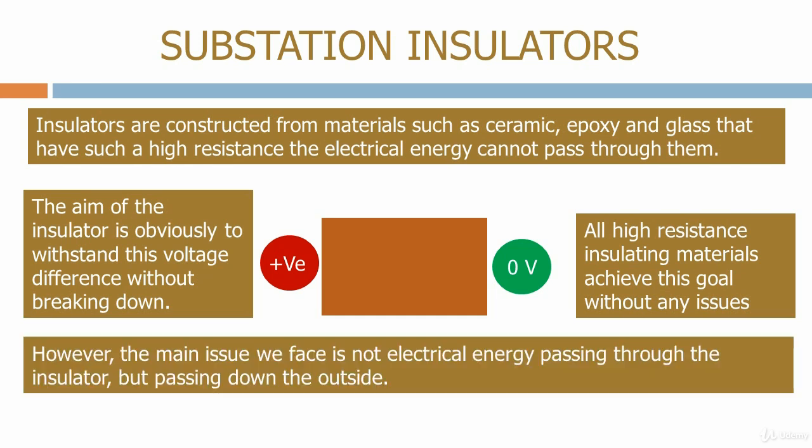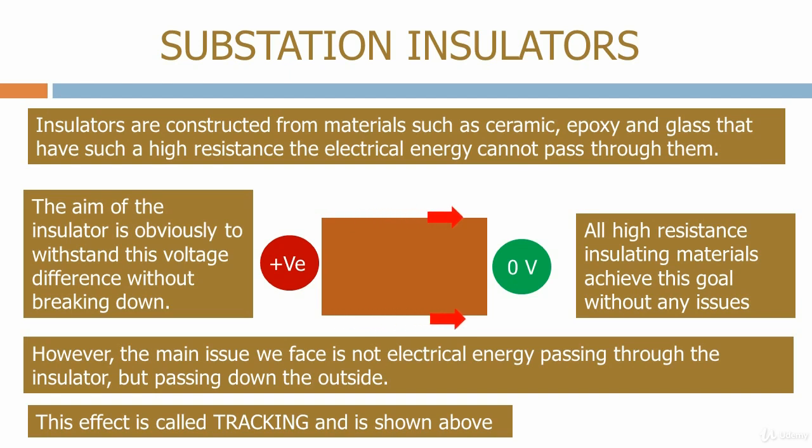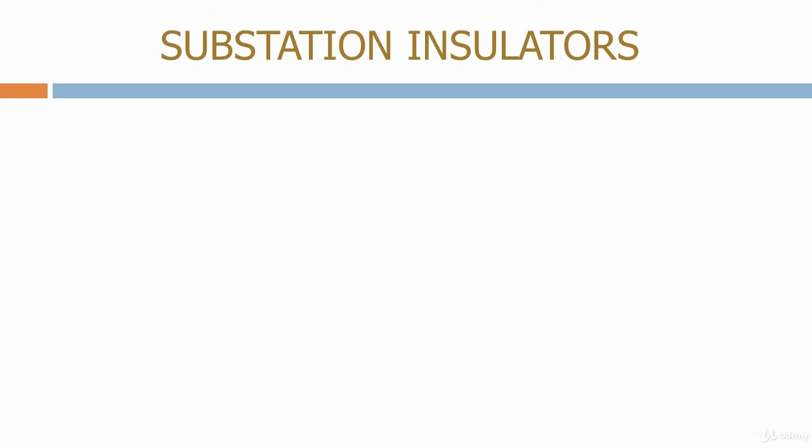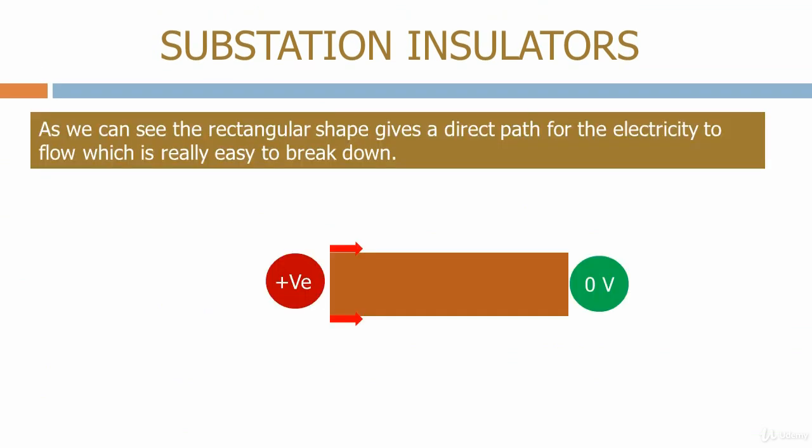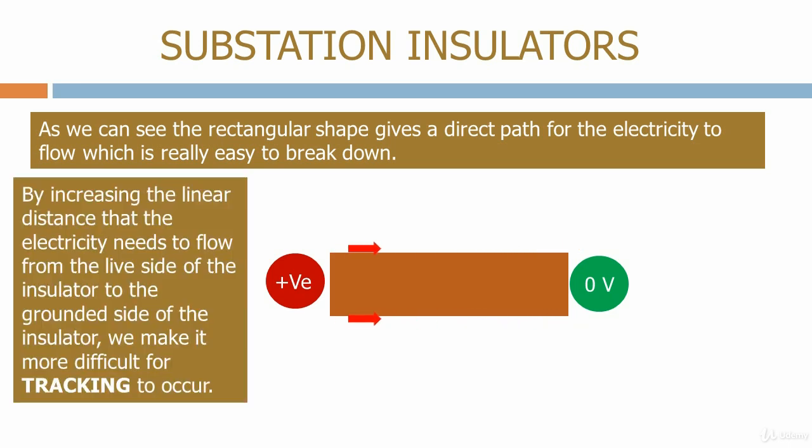However, the main issue we face is not electrical energy passing through the insulator, but passing down the outside. This effect is called tracking and is shown above. As we can see, the rectangular shape gives a direct path for the electricity to flow, which is really easy to break down. By increasing the linear distance that the electricity needs to flow from the live side of the insulator to the grounded side of the insulator, we make it more difficult for tracking to occur.